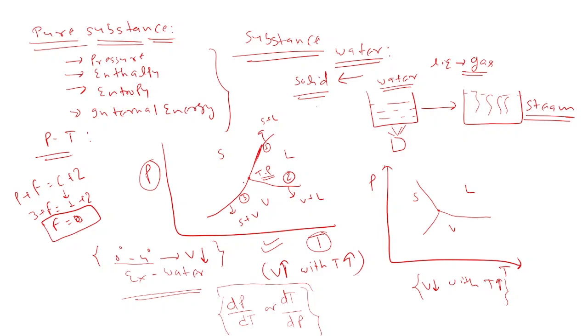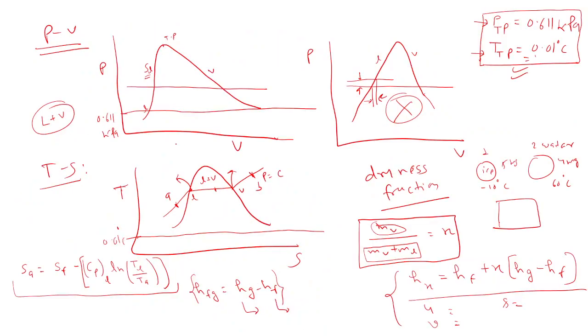This may also be asked as a question: in which curve is the triple point denoted as a point? You should know it is the PT curve. In the PV and TS curves, in all other curves, it would be a line.